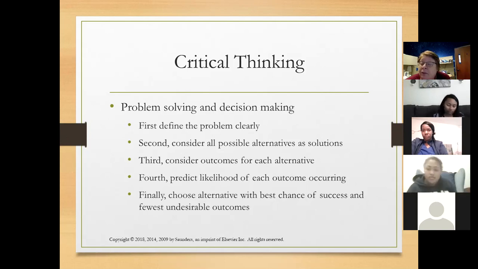Then we're going to consider all possible alternatives. That doesn't necessarily all have to be you. If you're in a group, you can have other people make suggestions, right? Then we consider the outcomes for each alternative and predict the likelihood of each outcome occurring, and then take the alternative with the best chance of success and the fewest undesirable outcomes.